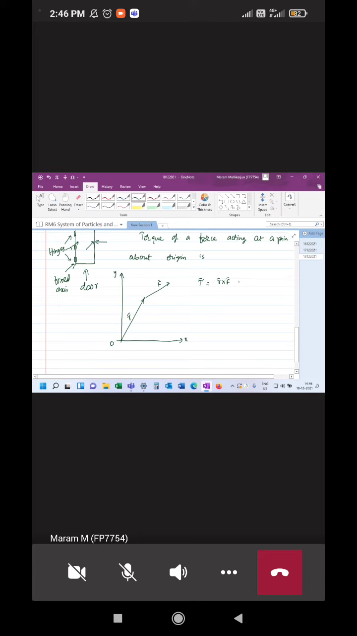Okay. Why is that so? It is because you can calculate it as r F sin theta n cap. It is a vector product of the position vector and the force vector. Now you can see it depends on the magnitude of force. It depends on the position where you have applied it. It also depends on the angle.